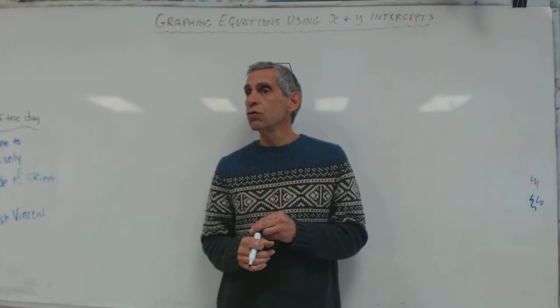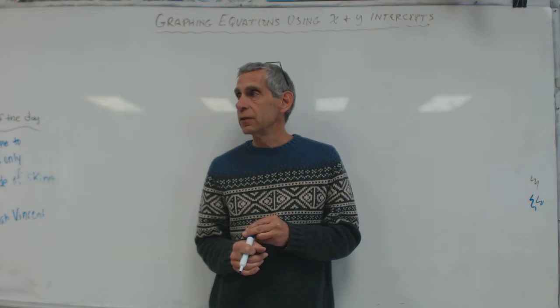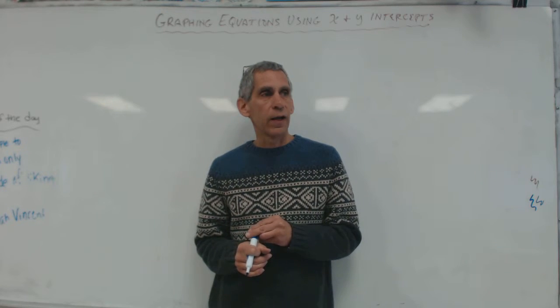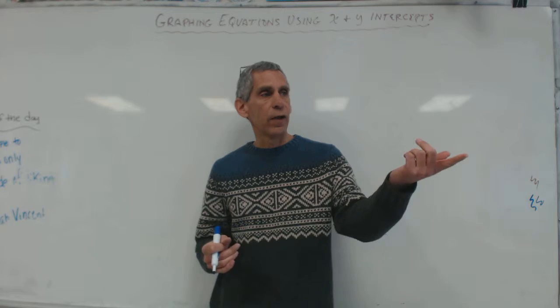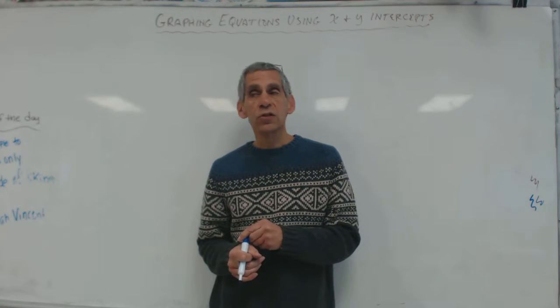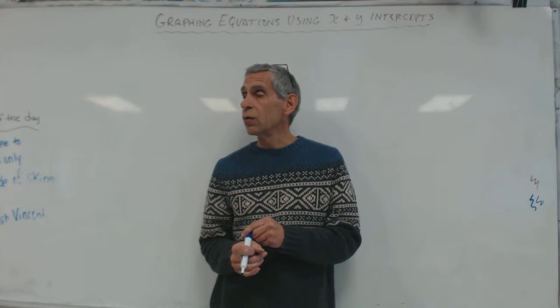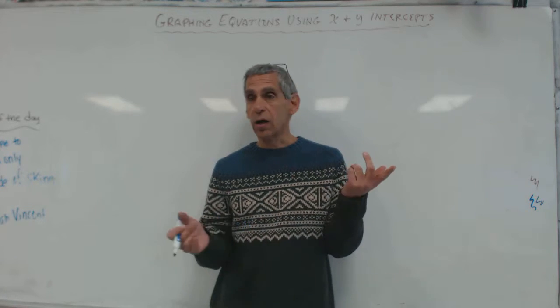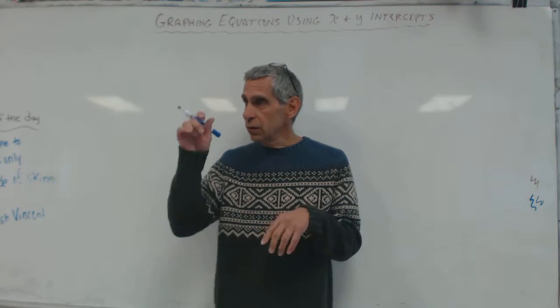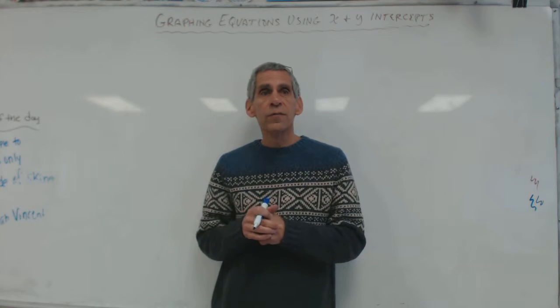Currently, you only know two ways to graph an equation. What's the first way? The slope-intercept method. That's the shortcut. What's the longer way? The T-chart. Remember the t-chart? You can do a little t-chart, x and y. So that's the longer way.